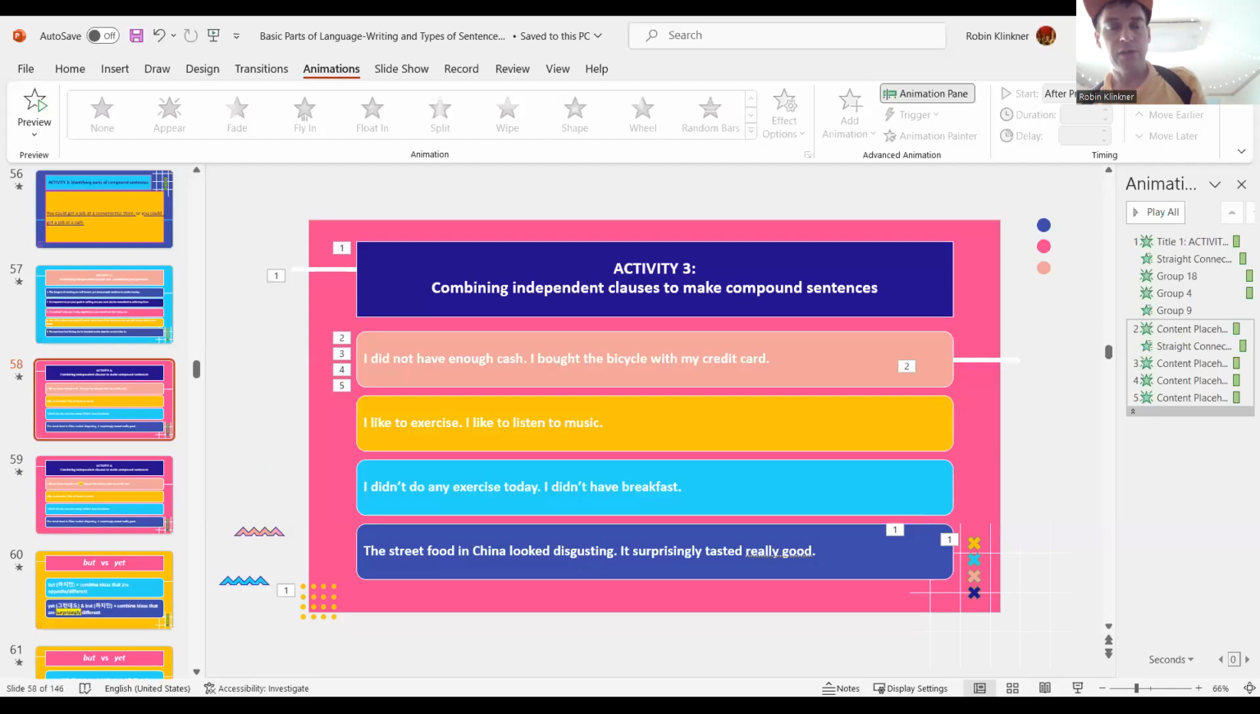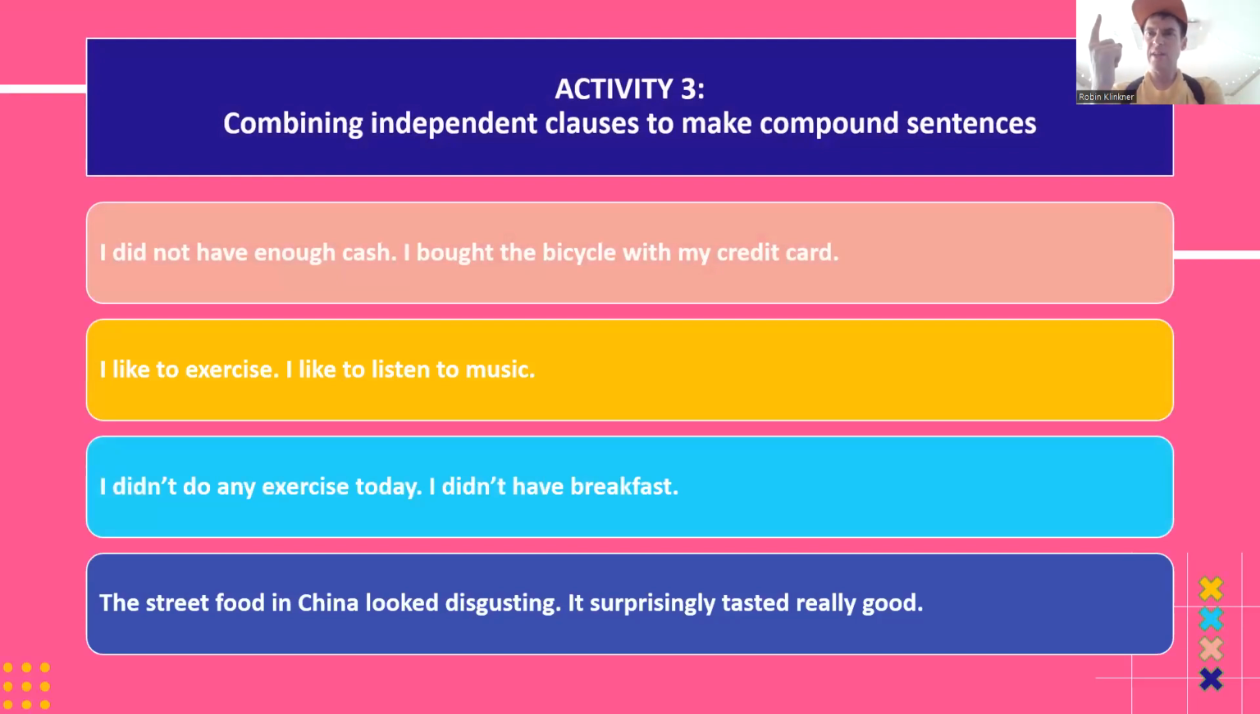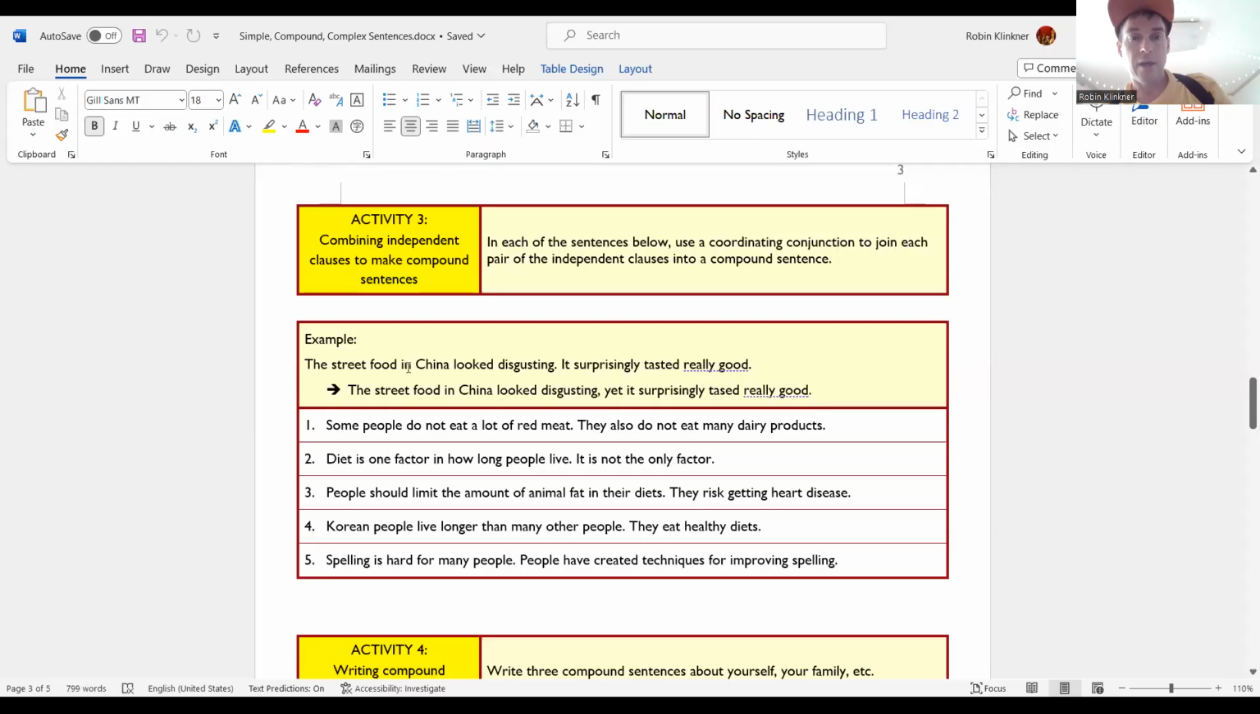Okay. So, like we were just talking about, for number 1, I did not have enough cash. That's like the cause. The effect is I bought the bicycle with my credit card. So what fanboys can we use to combine them? So I did not have enough cash, so I bought the bicycle with my credit card. All right, so for activity 3, let me go back to here. You want to combine these 5 pairs of independent clauses with fanboys to make compound sentences.